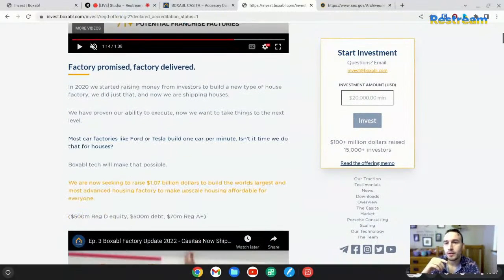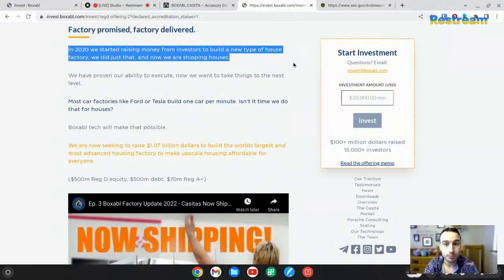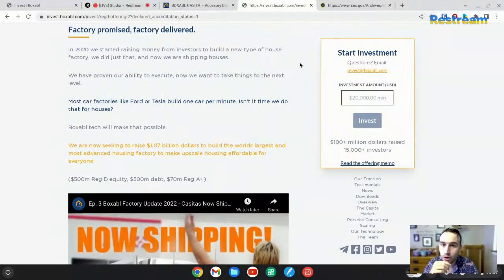Let's read the page here. Factory promised, factory delivered. In 2020, we started raising money from investors to build a new type of house factory. We did just that, and now we are shipping houses. We have proven our ability to execute. Okay, you need to back that statement up. When you say you've proven our ability to execute, tell me how many houses you shipped or how much revenue you've done, or something specific there. Now we want to take things to the next level.